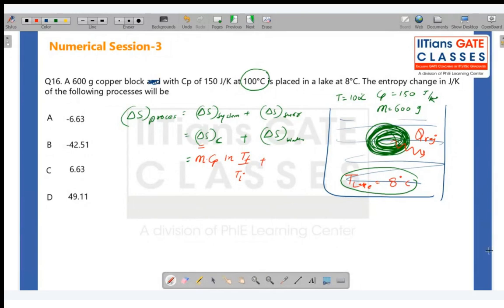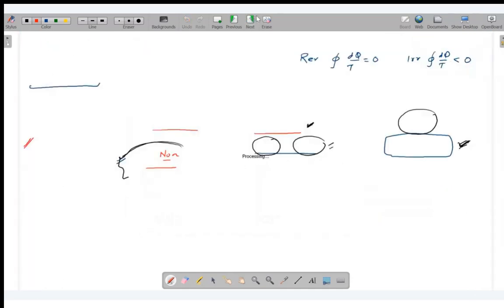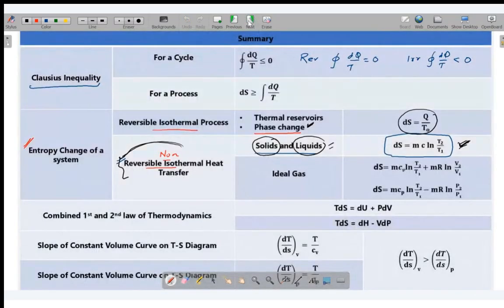Plus, now, can anyone tell me what formula I should use in terms of water? Should I use isothermal or non-isothermal? Meenakshi is saying non-isothermal. Anyone else? Purjana is saying isothermal. Okay, so understand one thing.